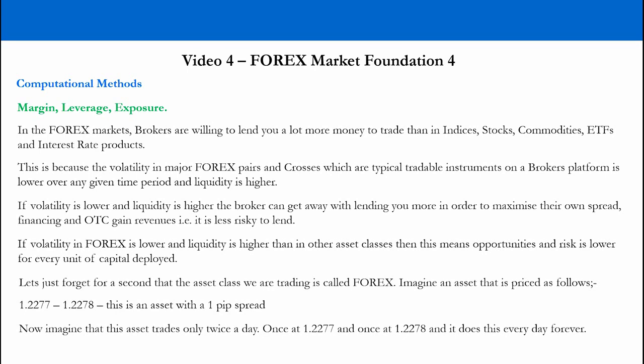It's because the volatility in major Forex pairs and crosses, in the typical tradable instruments on brokers' platforms, is much lower over any given time period, and liquidity is much higher in Forex pairs than in any other asset class. And you've got to ask yourself the question, if volatility is lower and liquidity is higher, then it's pretty obvious that the broker has less risk, especially if they're taking the other side. So they can get away with lending you more in order to maximize their own spread.